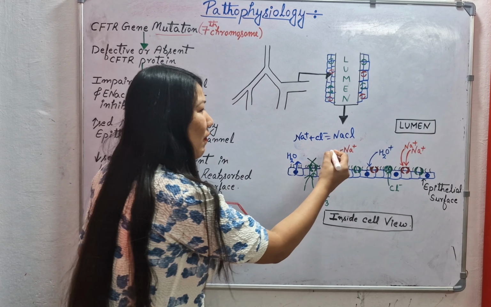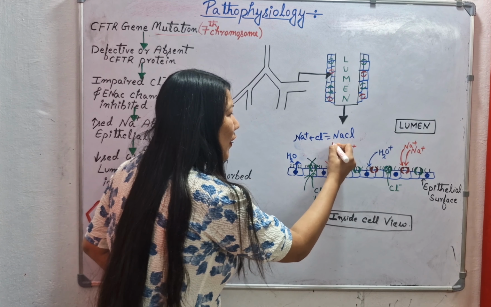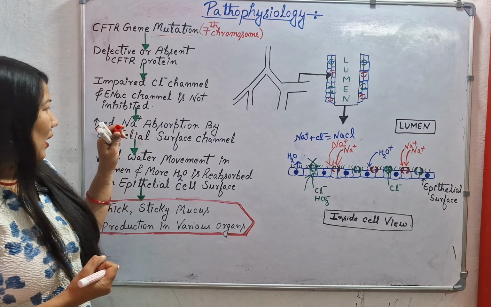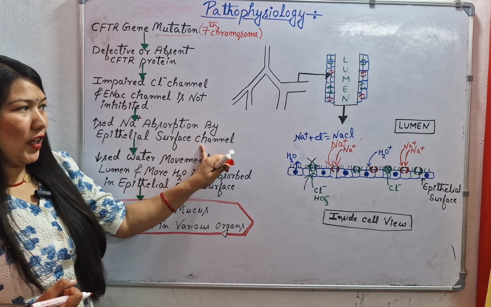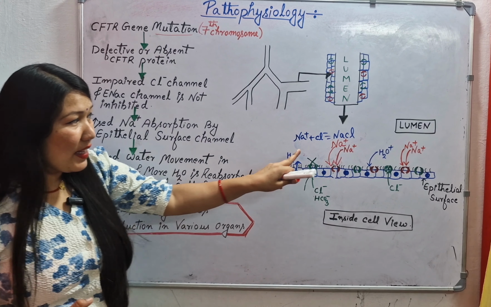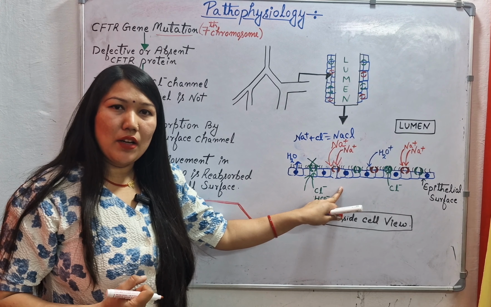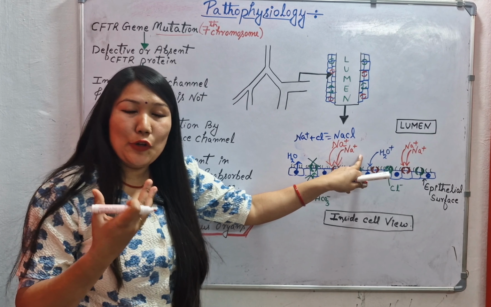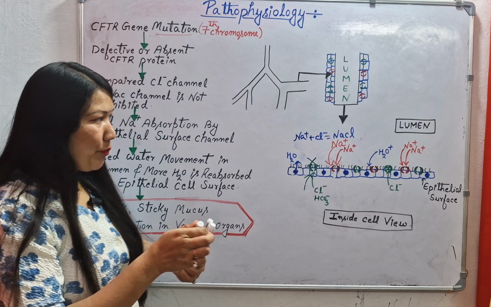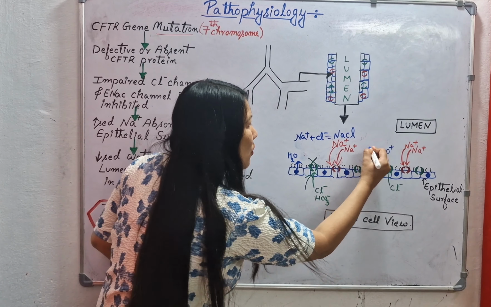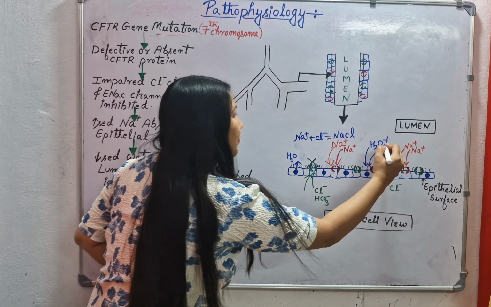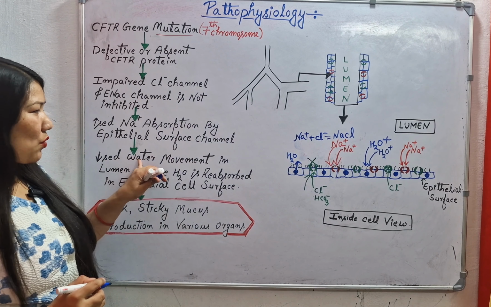In this way, the ENaC channel will work very fast, and it will reabsorb the maximum amount of sodium inside the cell surface. So, increased sodium absorption by the epithelial surface channel. This ENaC channel will reabsorb the sodium back inside the epithelial surface layer. When the sodium enters the surface layer, what will happen? The water present inside the lumen will also get reabsorbed back into the epithelial surface layer. Due to the sodium ions, the water molecules are also reabsorbed. So, decreased water movement in the lumen.